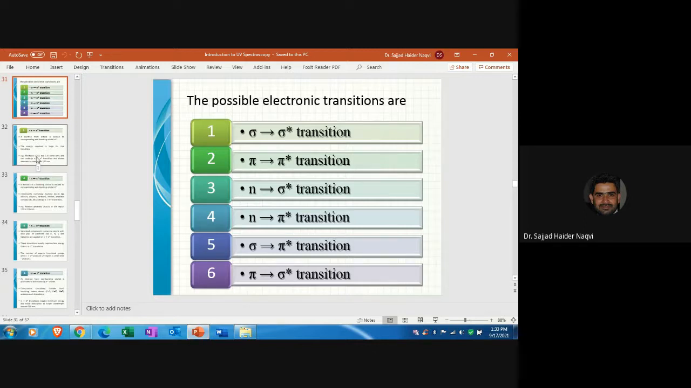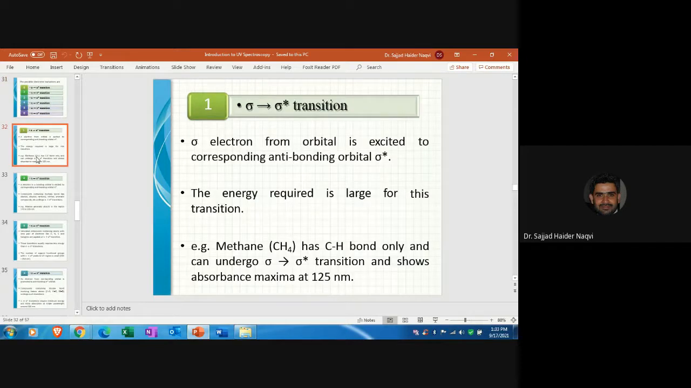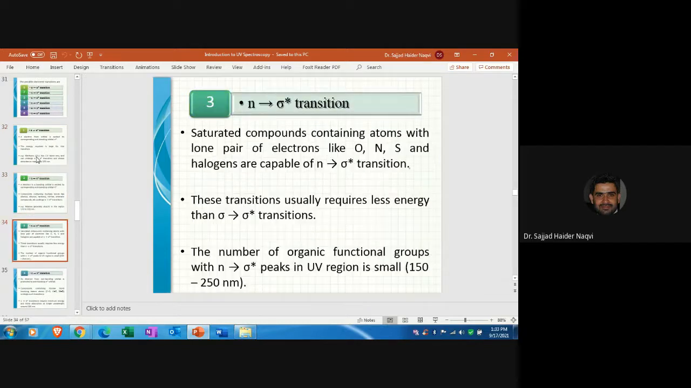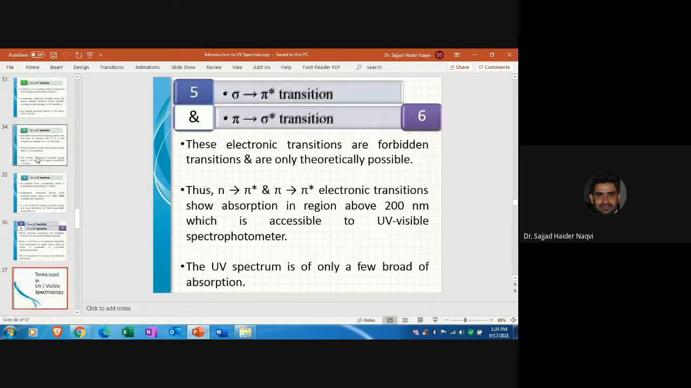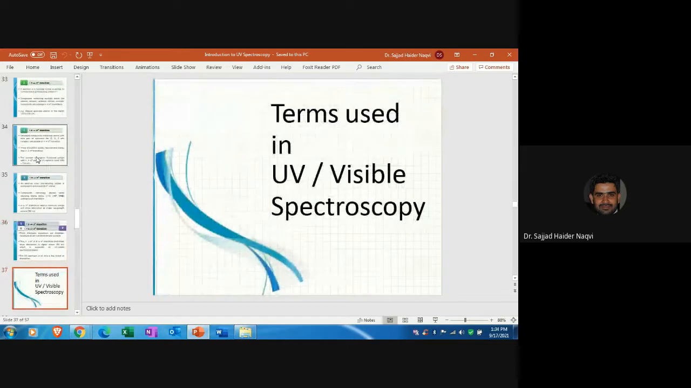I'm not going into the detail. It's just a summary of what we discussed last time. So these were the examples we discussed in terms of how that transition takes place, what sort of energy is required for this transition, and with some examples of the compound. So we have already gone through these six types. What we are going to start today is actually the terms used in UV visible spectroscopy.